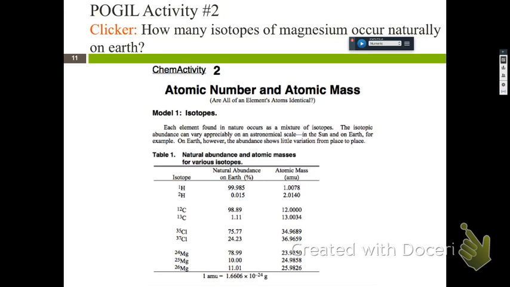Natural abundance on Earth. There's almost 99% of carbon 12, and then there's some carbon 13. And how much do they weigh? 12.0000, and the 13 weighs just slightly above 13. So if we're to go and pick a random carbon atom, we're not going to find 12.011. And then the next questions kind of get into that.